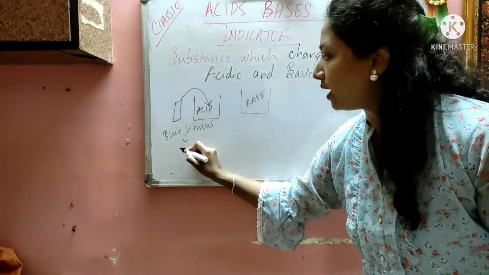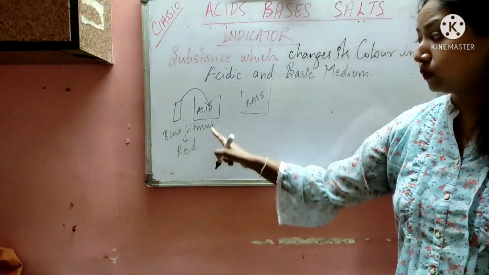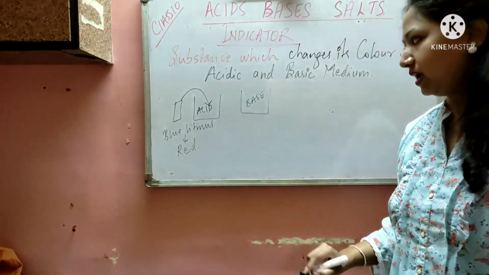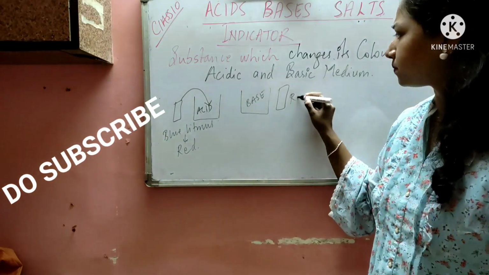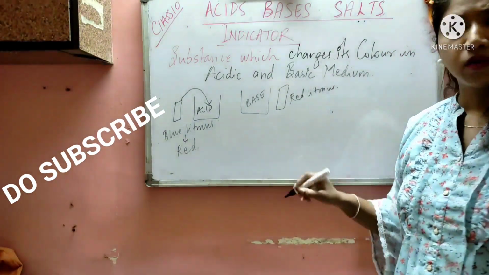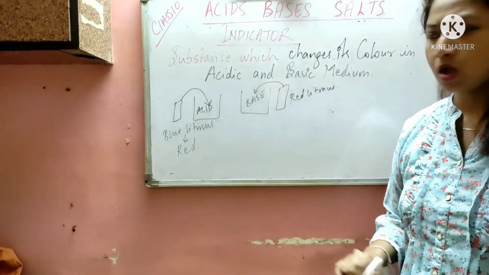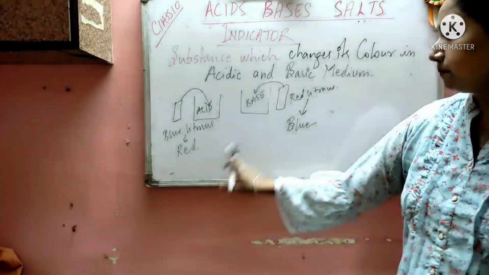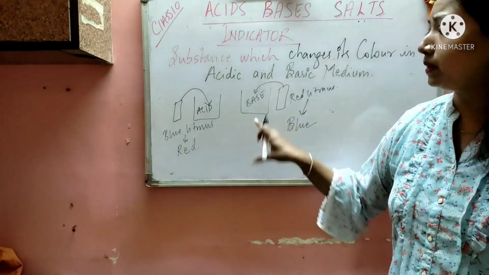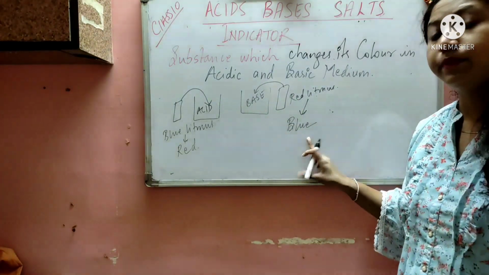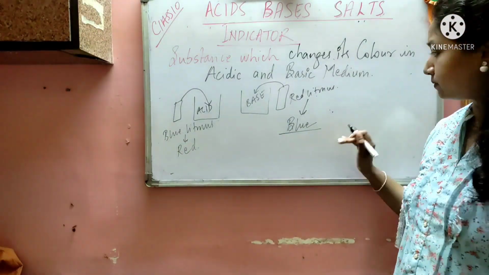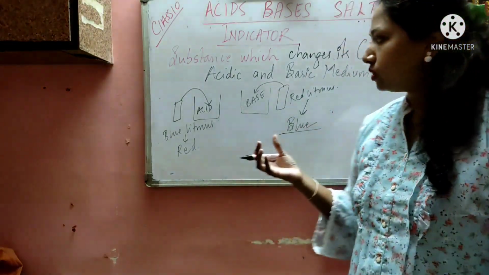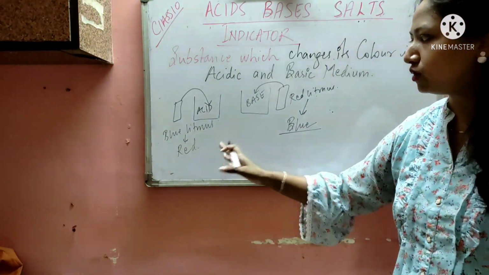If the blue litmus turns red, it's a confirmation that the particular solution is acidic. And if you take a red litmus and dip it in the basic solution, and the red litmus turns blue, then it shows that the particular solution is base. That's how you get to know whether the particular solution is acidic or basic.